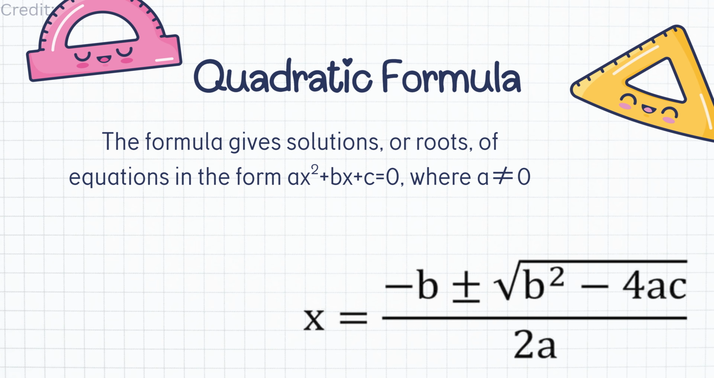The formula x equals negative b plus or minus square root of b squared minus 4ac over 2a, which gives solutions or roots of equations in the form ax squared plus bx plus c equals 0, where a is not equal to 0, can be used when methods like factoring or perfect squares are not viable. And some working examples would include quadratic equations, and a non-example would be a cubic equation.